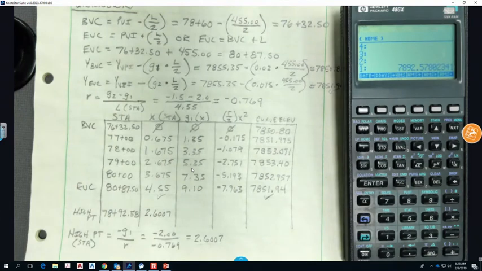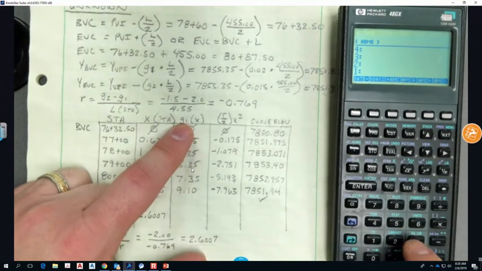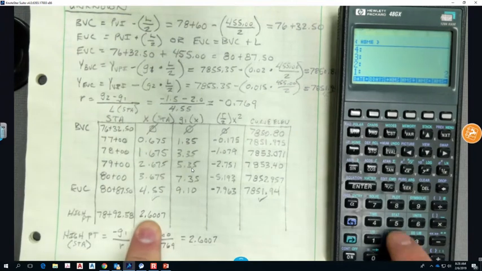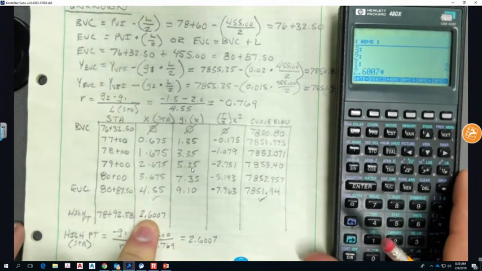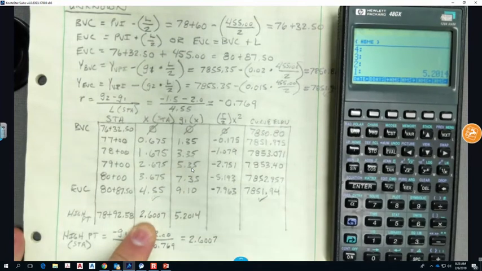All right. So now, this will be all of this video. We're going to figure out G1x plus r divided by 2 times x squared, and that'll give us the curve elevation for where the high point exists. So, G1x, let's figure that one out now. Okay, G1x, G1 is 2, and x was the number of stations here, so 2.6007, and we're going to times those together, and that gives us 5.2014. Okay.